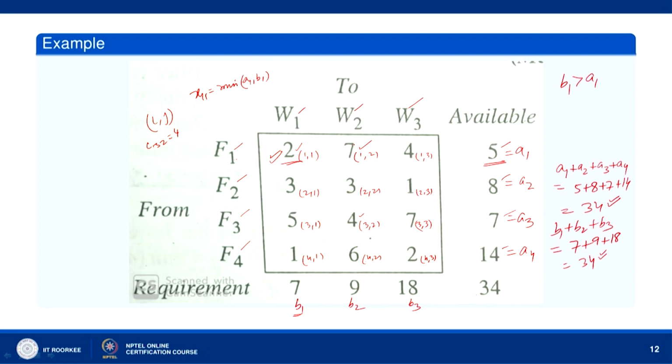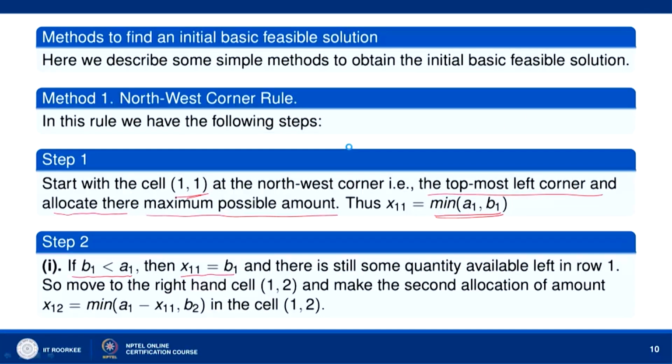In the cell W2, at the warehouse W2 we need 9 units, and we still have 1 unit which can be allocated. So, that 1 unit we will allocate to cell 1 2, and so on. There is still some quantity left in row 1, so move to the right-hand cell 1 2 and make the second allocation of amount.